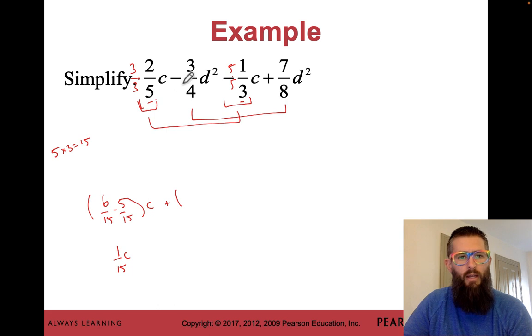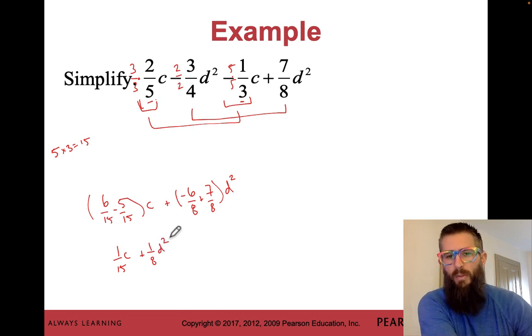plus, we've got negative 3/4 d squared plus 7/8 d squared. So the LCD of 4 and 8 is 8. So I'm going to need to multiply this by 2 over 2. So it gives us negative 6 over 8 plus 7 over 8. And remember, d squared is the variable for that particular situation. Negative 6 plus 7 is 1. So it's going to be 1/8 times d squared.